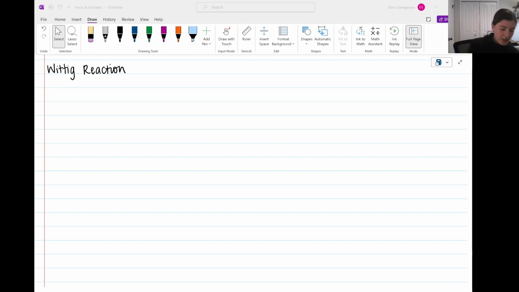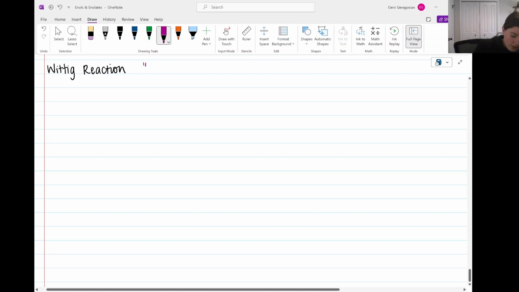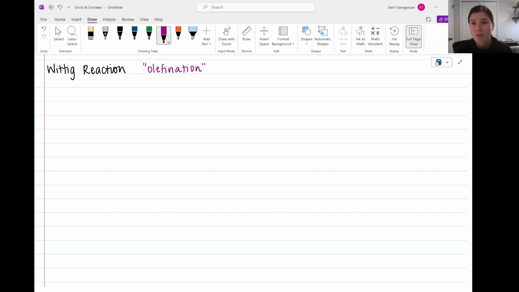So this reaction is also referred to as an olefination reaction, and that's because it forms an olefin, and we'll talk about what that is as we go through this reaction. So here's the general scheme.